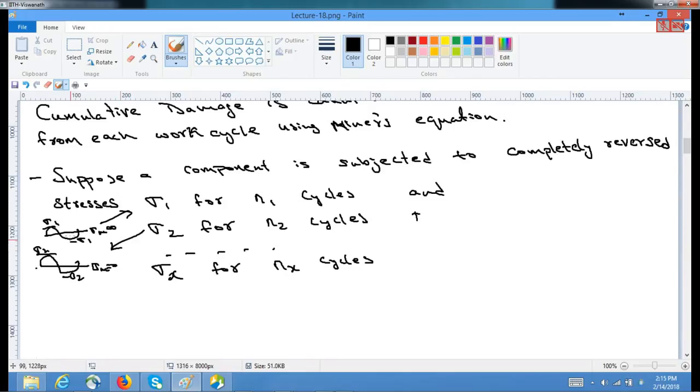But in this kind of cycles, there are n1 in number, and these cycles are there n2 in number, so on and so forth. Sigma x is there for nx cycles. So then we need to calculate the cumulative damage. Before we calculate cumulative damage, we need to calculate the amount of damage, or contribution to the damage, per individual cycle.